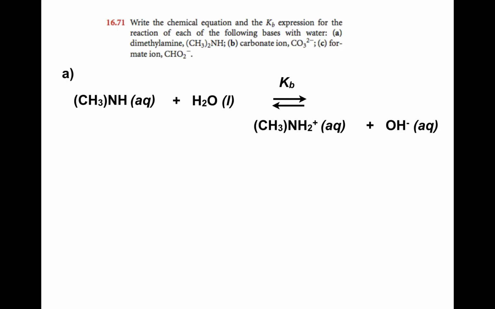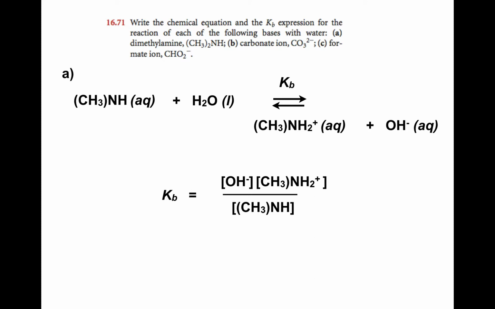Well, that's harder to do with a Kb expression because we need water to act like a Bronsted acid, right, to protonate the base. So this is the Kb expression for when dimethylamine interacts with water. Water protonates dimethylamine to make a conjugate acid, and hydroxide ion is the conjugate base of water. If I'm going to write the equilibrium expression, I leave water out. Water is a liquid, and only things that are aqueous appear in the equilibrium expression.